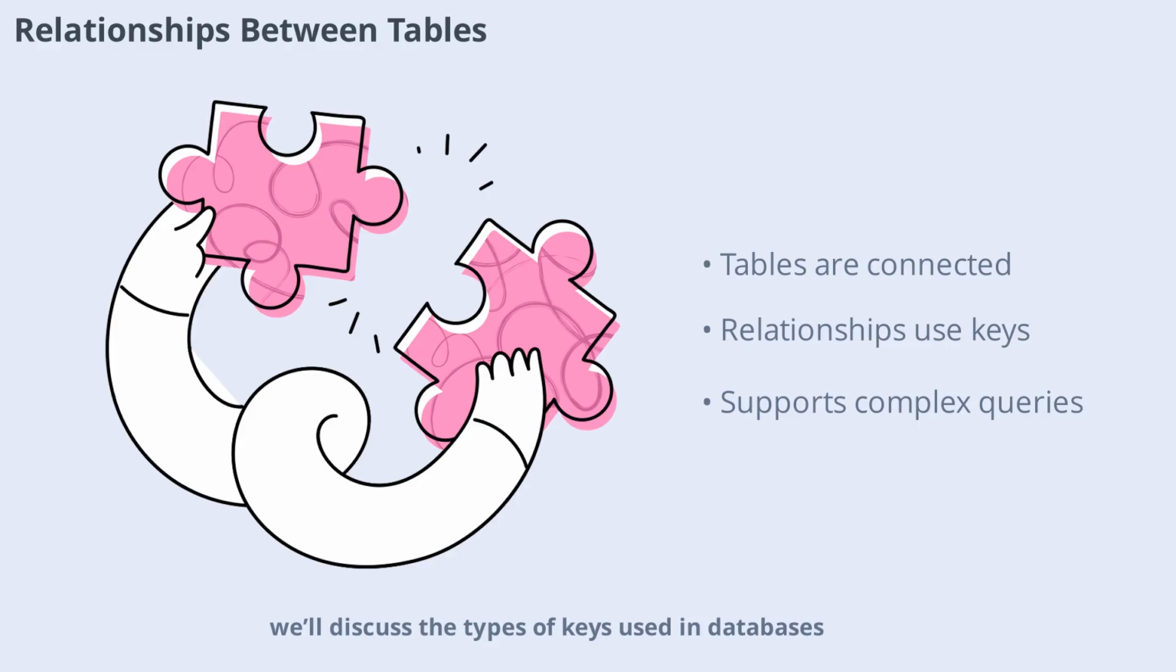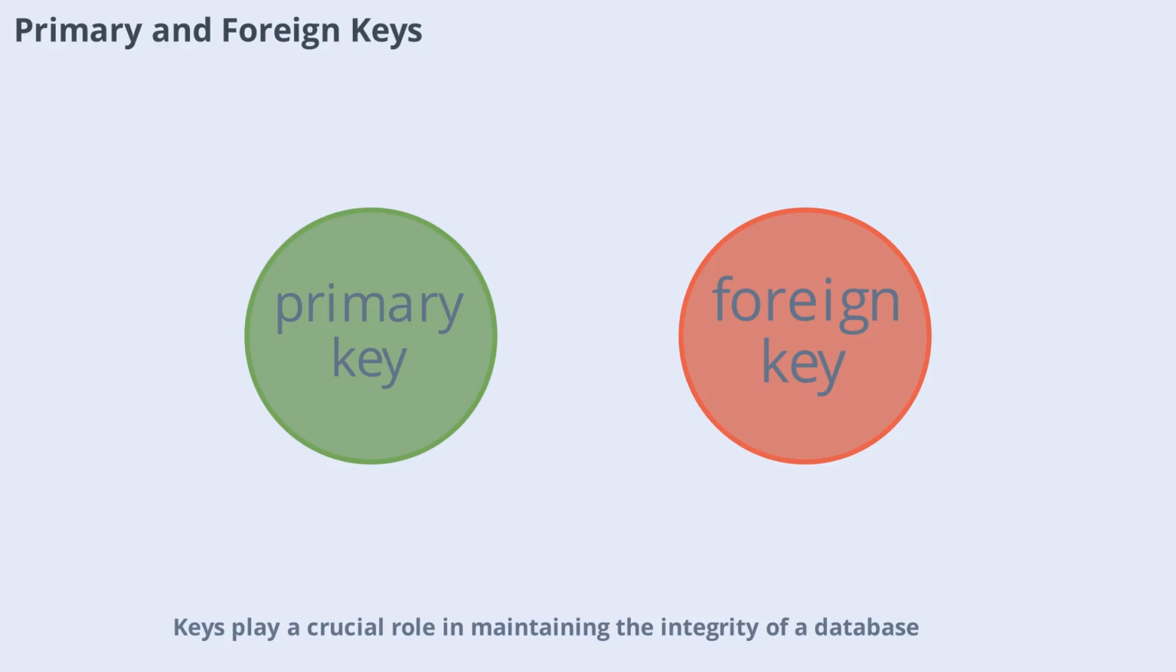Next, we'll discuss the types of keys used in databases. Keys play a crucial role in maintaining the integrity of a database. A primary key is a unique identifier for each record in a table, ensuring that no two records are the same. A foreign key, on the other hand, is a field in one table that links to the primary key of another table. This connection enforces relationships and ensures data consistency. By using primary and foreign keys, databases can prevent duplicate records and maintain accurate links between related data.